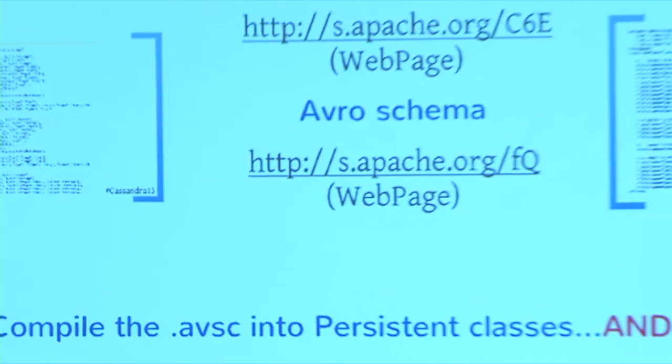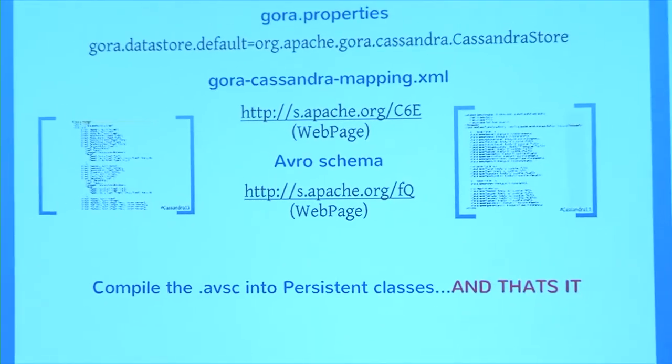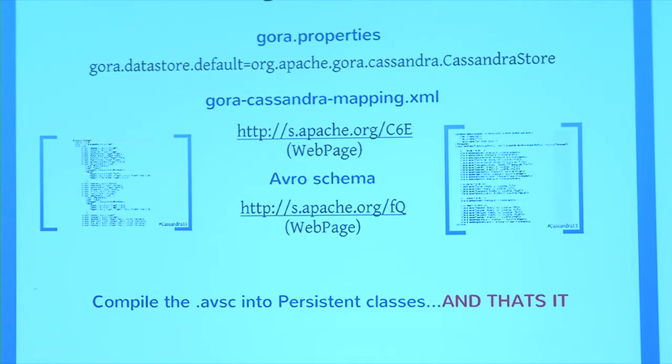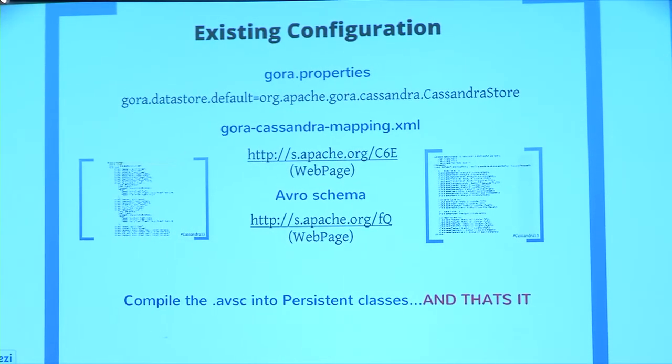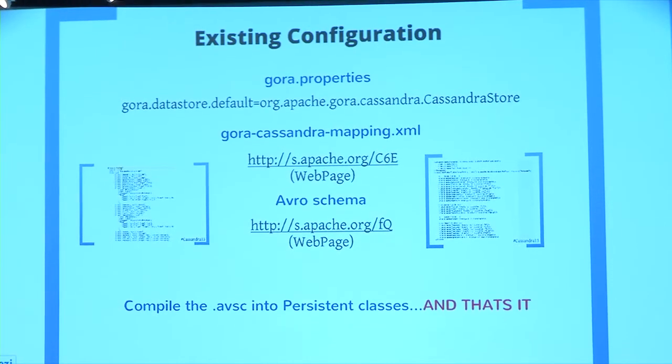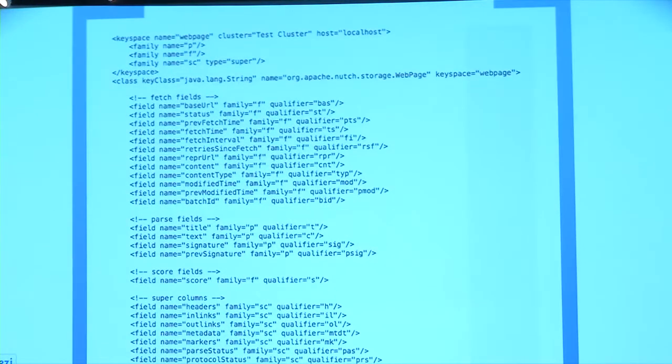So we've talked about Gora. For the main properties, there are three main files that we need. One is the Gora properties file. On the Gora properties file, we can decide which data store we want to use. So I could decide Cassandra, I could use HBase, Dynamo, just anyone. And there are two more files. One of them is the Cassandra mapping file. On the Cassandra mapping file, we decide which parts of our data are going to be used in which column or super column inside Cassandra.